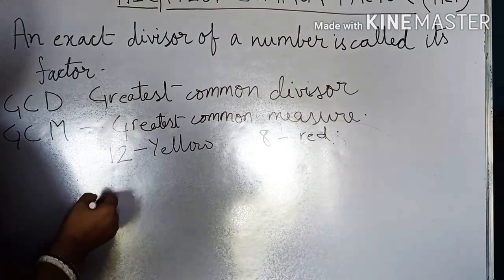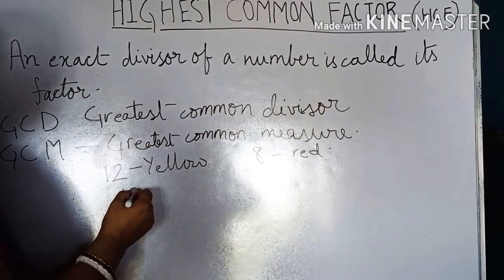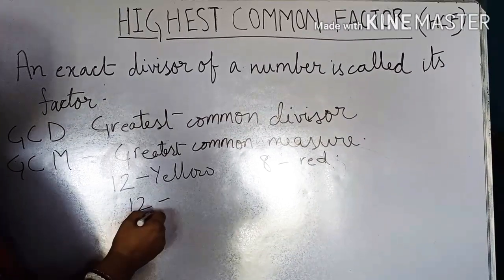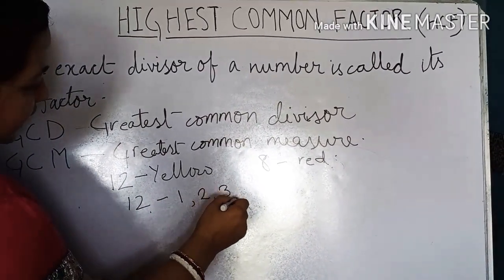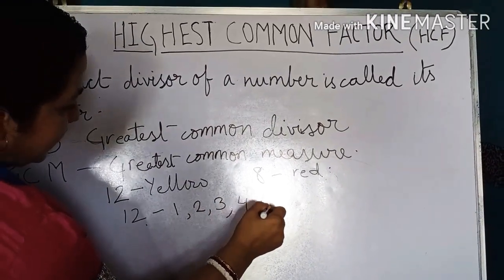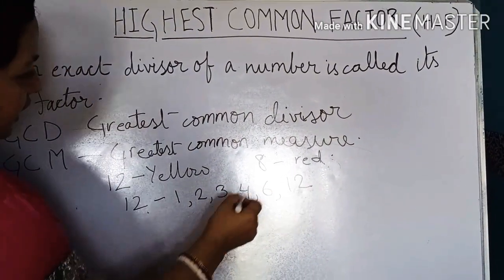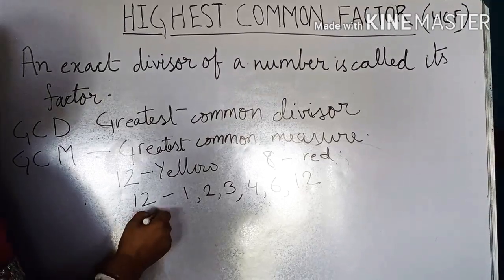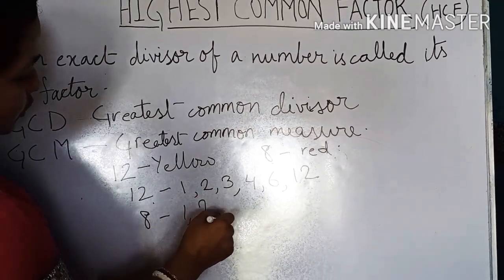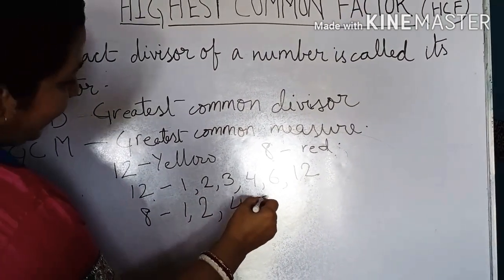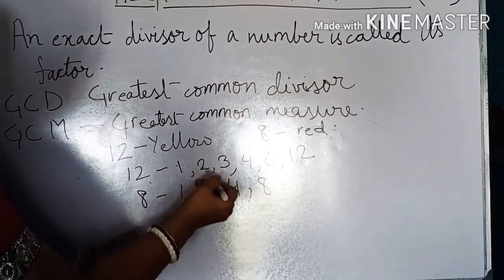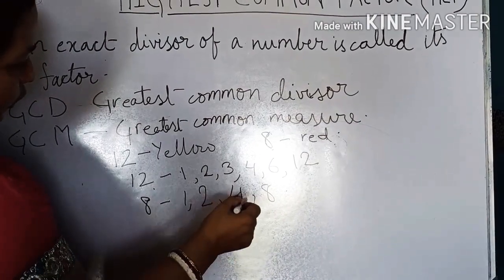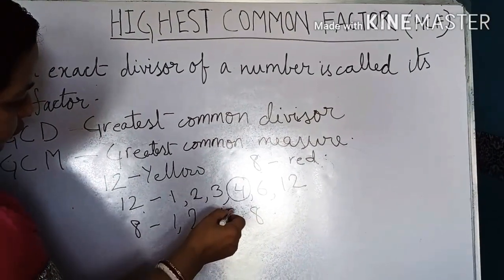What will Arush do? Arush will first list out the factors of 12. What are the factors of 12? 1, 2, 3, 4, 6 and 12. And what are the factors of 8? 1, 2, 4, 8. So which is the highest? Out of these common factors, which is the highest? We know that highest is 4.